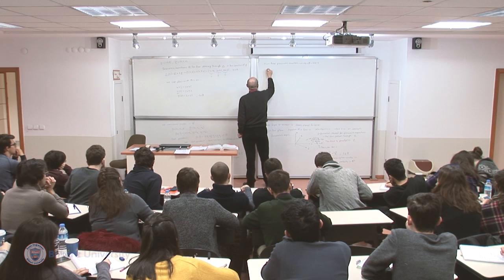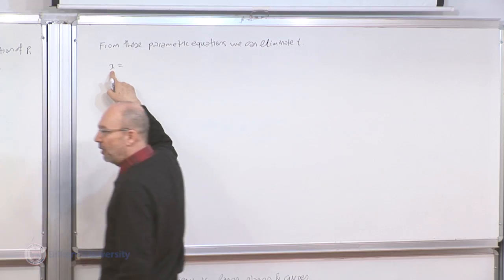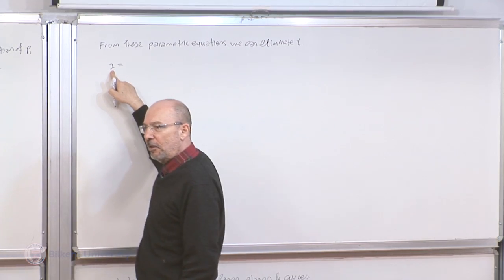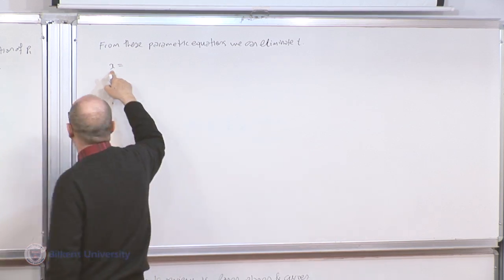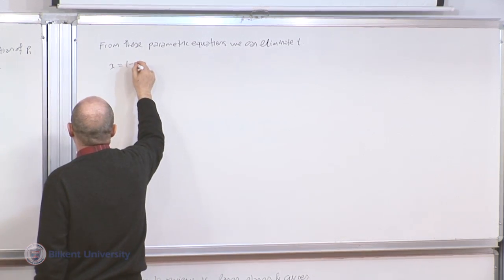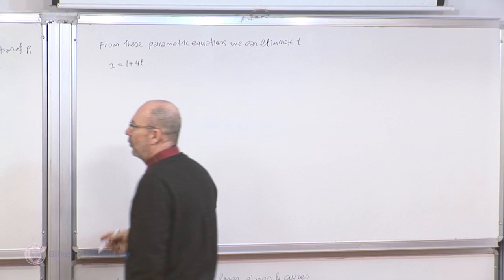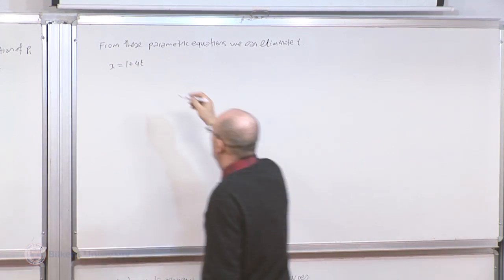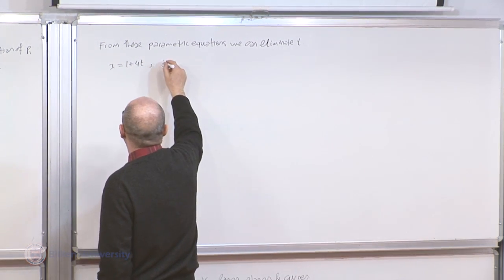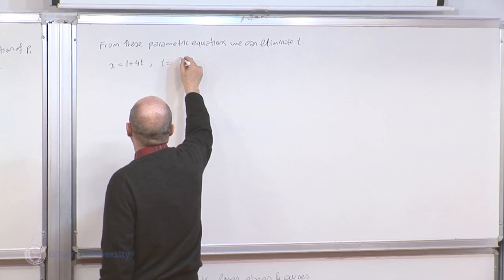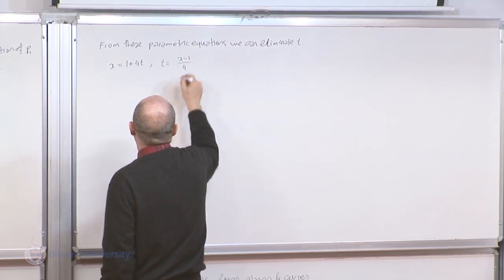This time, from x equals, now I'll write an expression in x. I'll eliminate t, so I'm using x here. These are just for personal taste. Okay, so I can eliminate t from here. t is equal to (x minus 1) over 4.